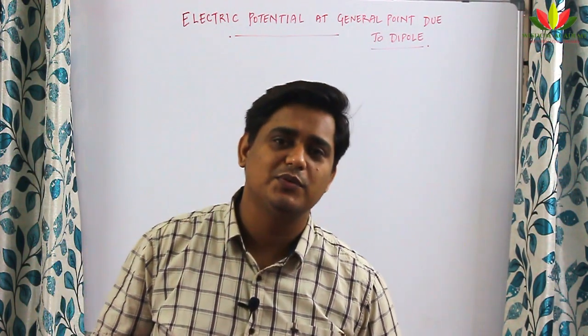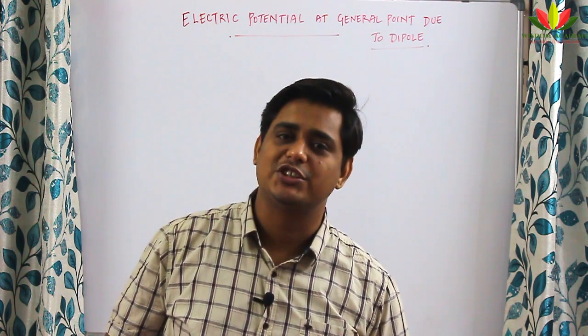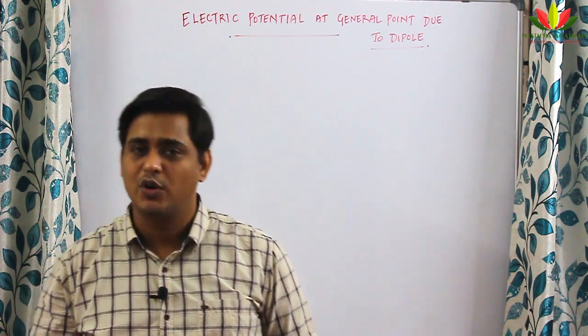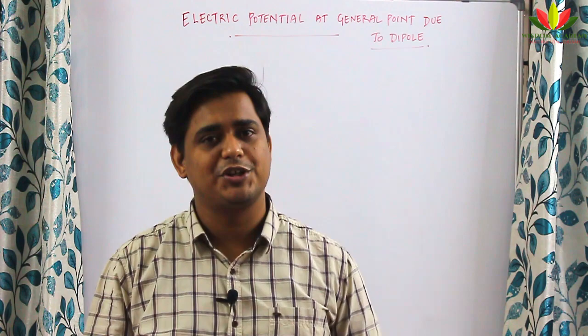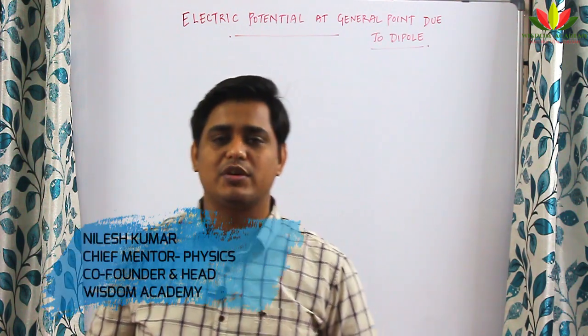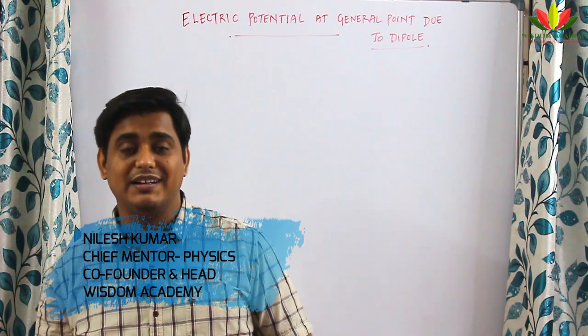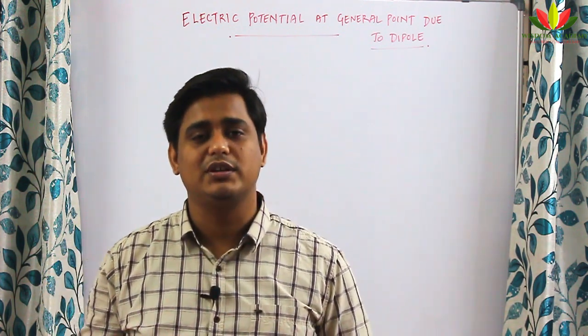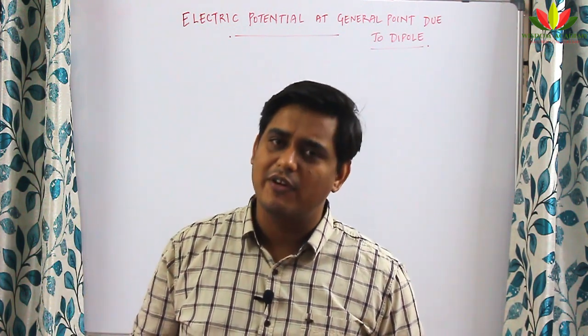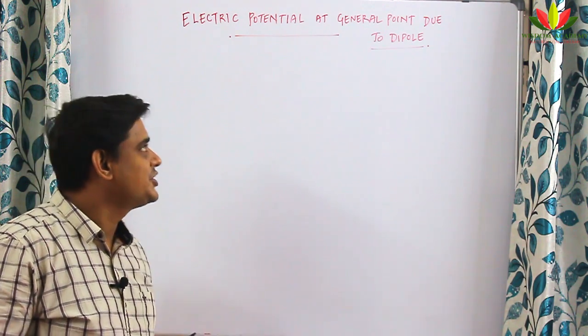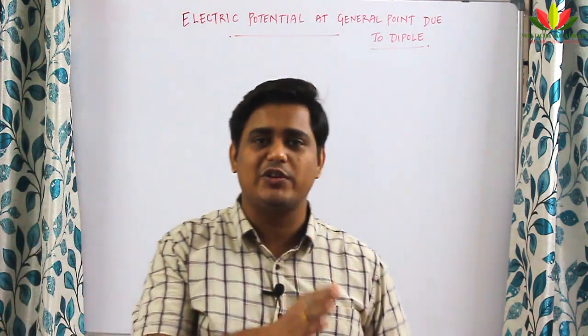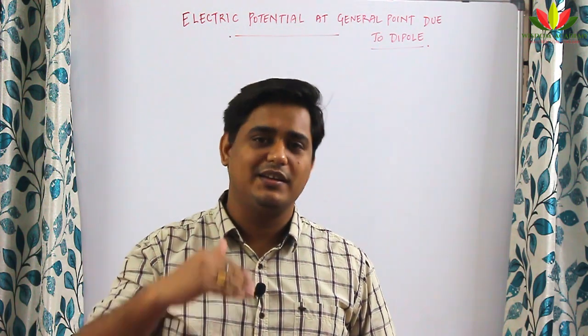In the previous video, we started the chapter electric potential and capacitance, and we saw what is the meaning of electric potential. We found electric potential for a single point charge. We found electric potential for a dipole on its axial point and also on its equatorial point. Today we are going to see what is the electric potential at a general point. We saw an axial point, we saw an equatorial point.